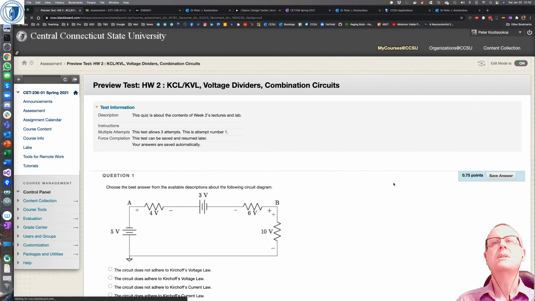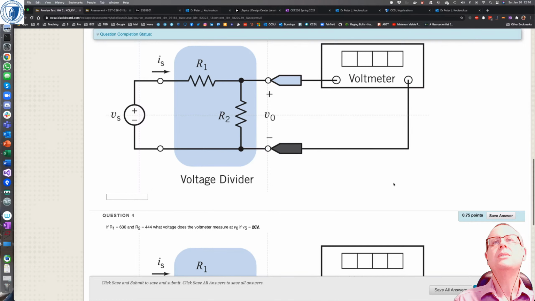I just wanted to see, this one's multi-choice as well. Oh.